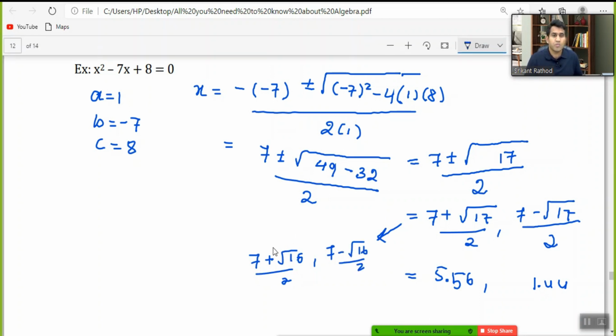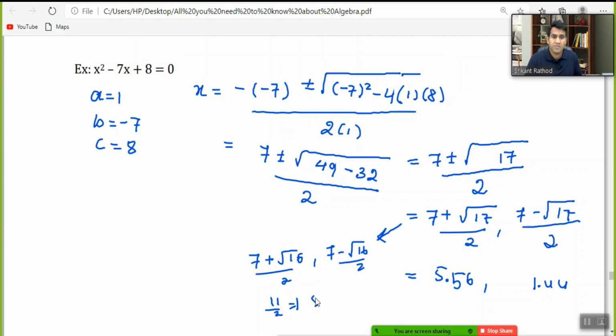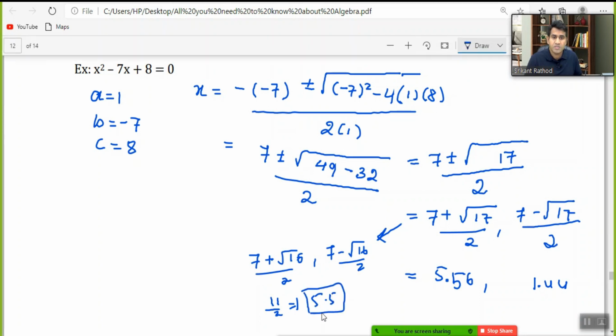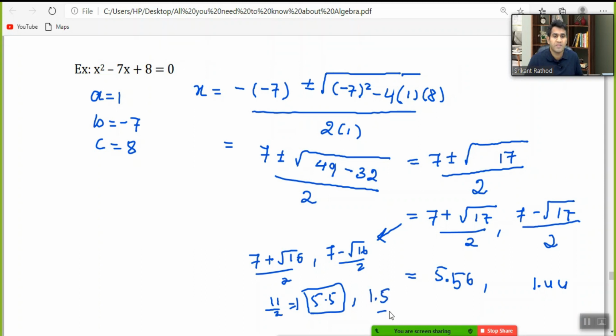16 is a perfect square number. The square root of 16 becomes 4. So 7 plus 4 is 11 by 2, giving me the value 5.5, which is approximately 5.56. And here 7 minus 4 is 3, 3 divided by 2, I get 1.5, which is near 1.44, something like that. This is how you round your values and select the nearest one.